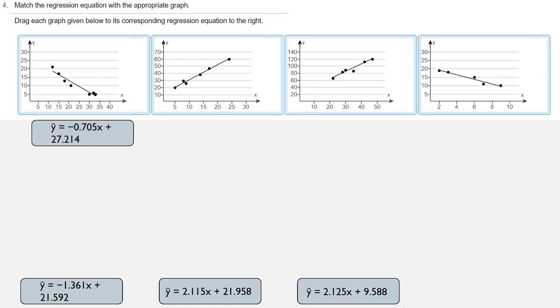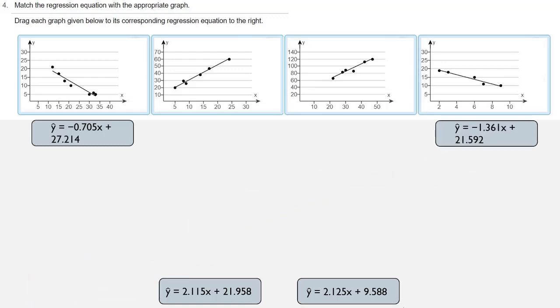And while we're at it, we might as well put the other equation on the other negative slope graph. So the fourth graph has the equation y hat equals negative 1.361x plus 21.592. Now we're left with the 2 graphs that have positive slopes, and we need to determine which one is which.